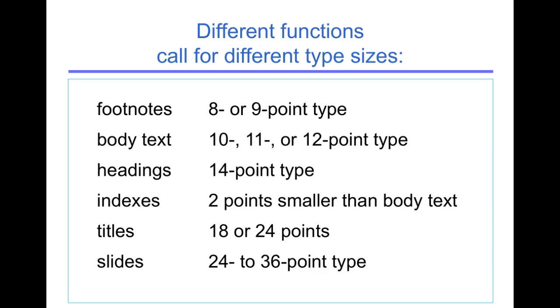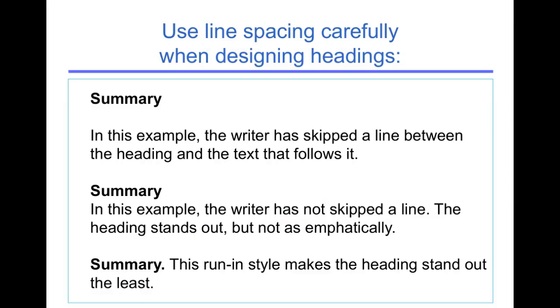Headings 14 point. Indexes are 2 points smaller than the body text. So you'll notice that in the marginal glosses of your textbook that those are smaller. That's a smaller font. Titles 18 or 24, and slides 24 to 36. Most of the slides that I do for you are 36 point type. Sometimes I have to do it a little bit smaller when I have more information that's going to fit on one slide and I need it all to be on one slide.